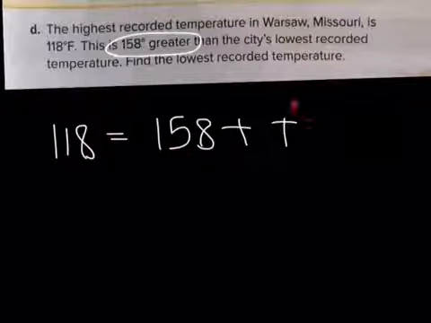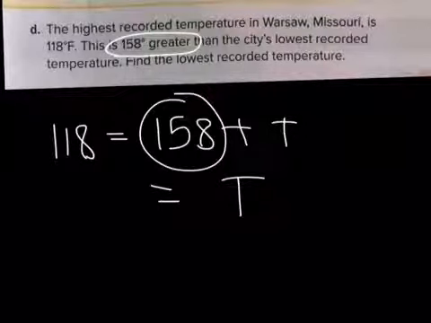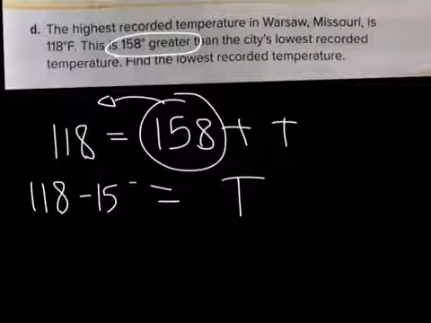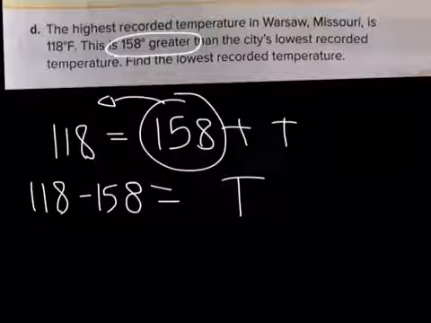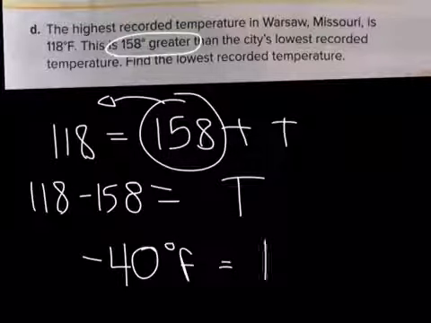So clearly, this is a negative number. Let's isolate the temperature we're looking for. We isolate it by writing the T on its own, and we bring this addition to this side and it becomes subtraction. So now we have 118 minus 158. And I think you can tell that it's going to be negative 40. And we can put our symbol right here. Fahrenheit. Oh, I did that backwards. It's degrees Fahrenheit is your temperature.